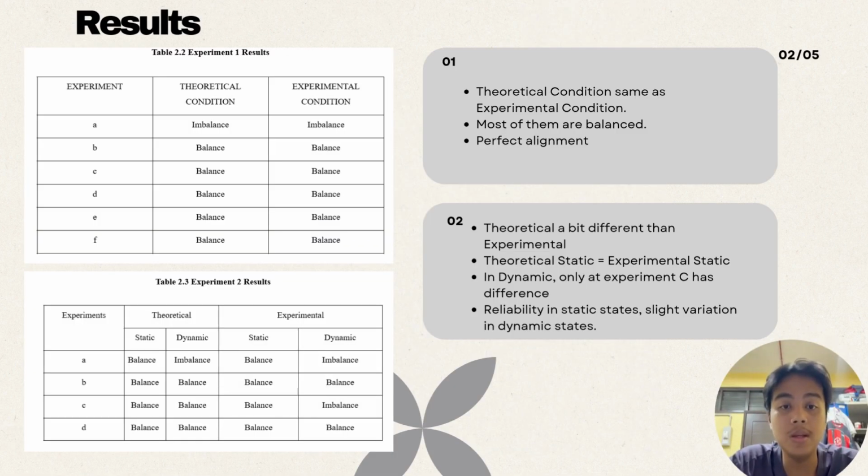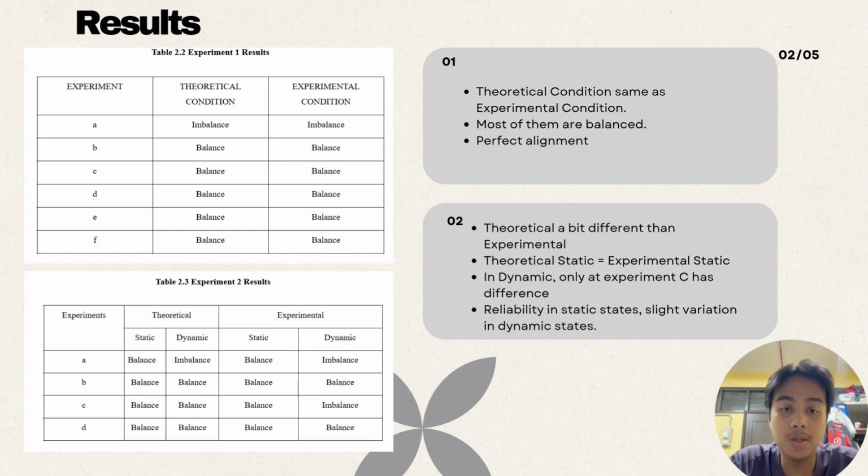Now I will be presenting results. So for experiment 1, the theoretical condition is the same as the experimental condition. Most of them are balanced, and they also have a perfect alignment because the positions of the weight are balanced.